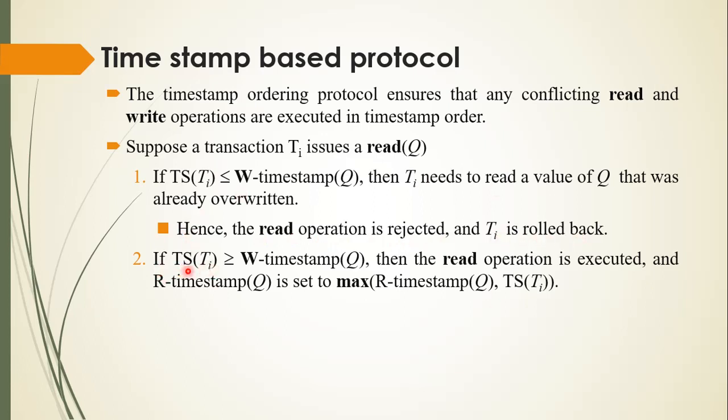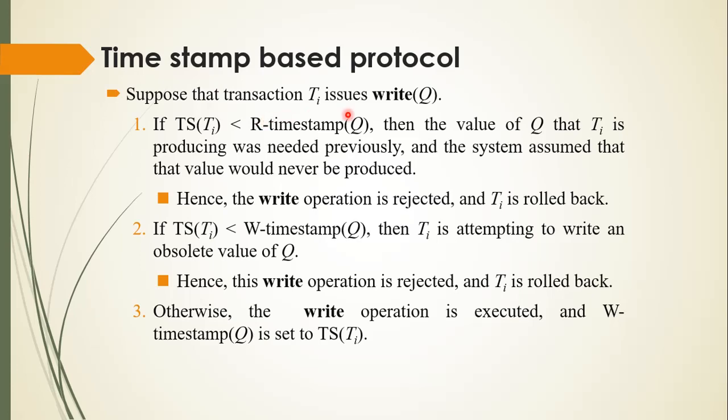If timestamp of transaction Ti is greater than or equal to W-timestamp, that is the write timestamp, then the read operation is executed and R-timestamp(Q) is set to the maximum of R-timestamp(Q) and TS(Ti). So remember this: if the first condition occurs, then the read operation is rejected and rolled back. If this condition is satisfied, then the read operation is executed. Remember these steps.